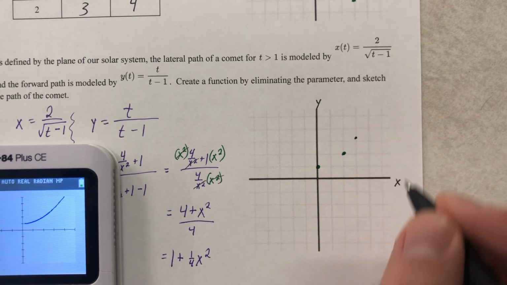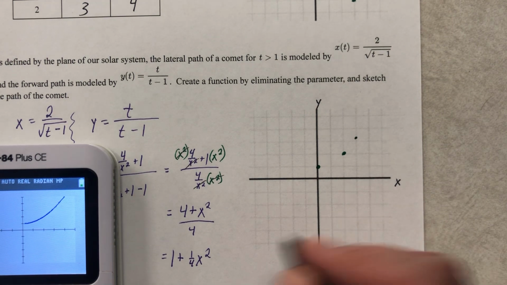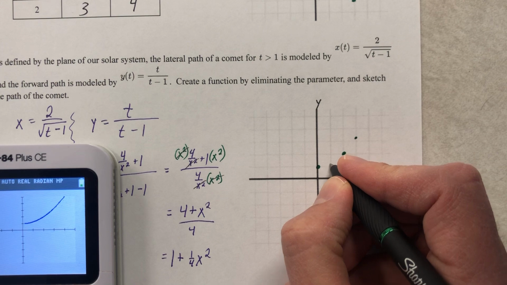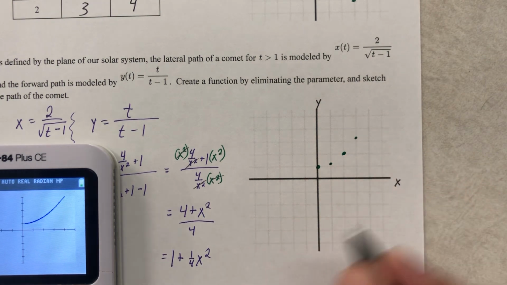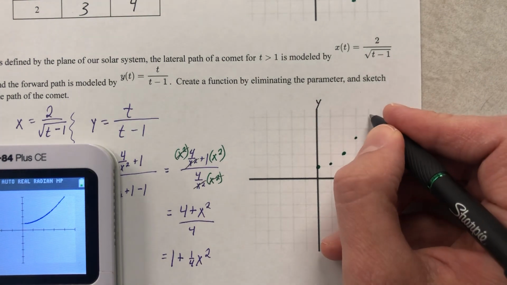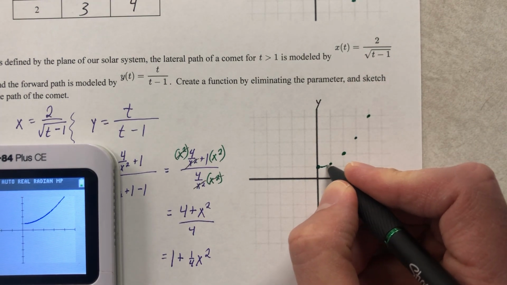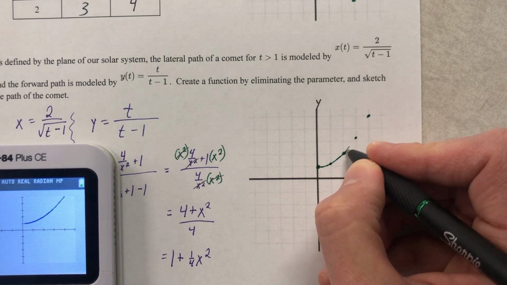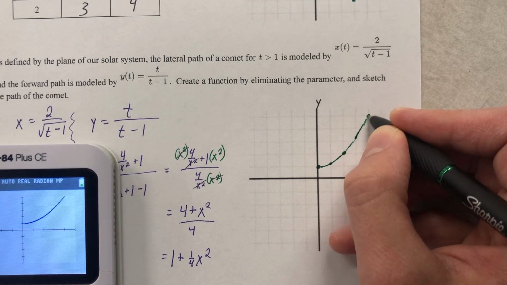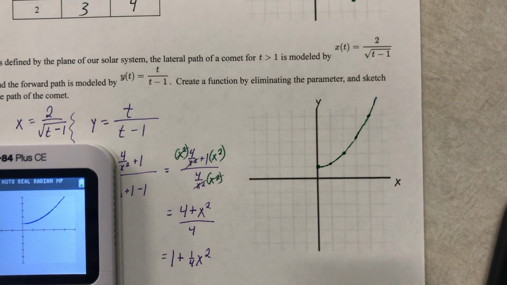Plug in a 4. By the way, if I plug in a 1, I'd get 1 1/4. Plug in a 4, I'd get 16, so 4, 5. There, I think that's sufficient. There we go. Isn't that lovely?